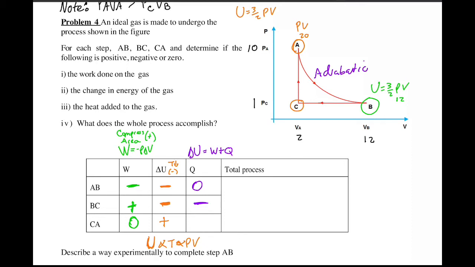And from C to A, we're now doing an isochoric process, isovolumetric, not changing the volume. No work is done, but yet the system's temperature goes up. How do we do that? Well, we have to add heat to do that.